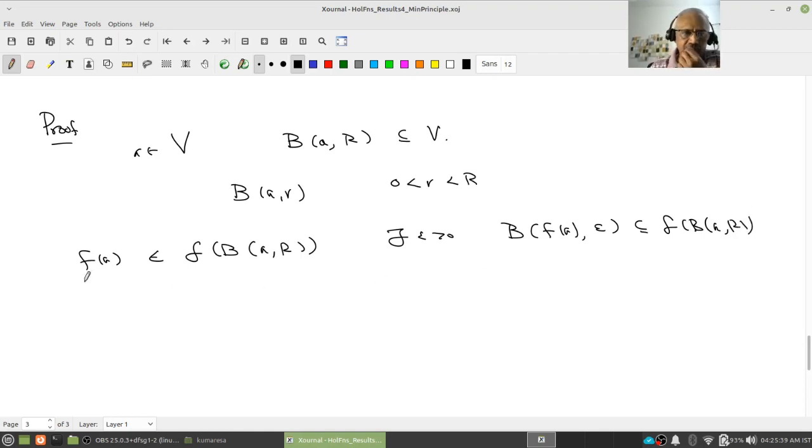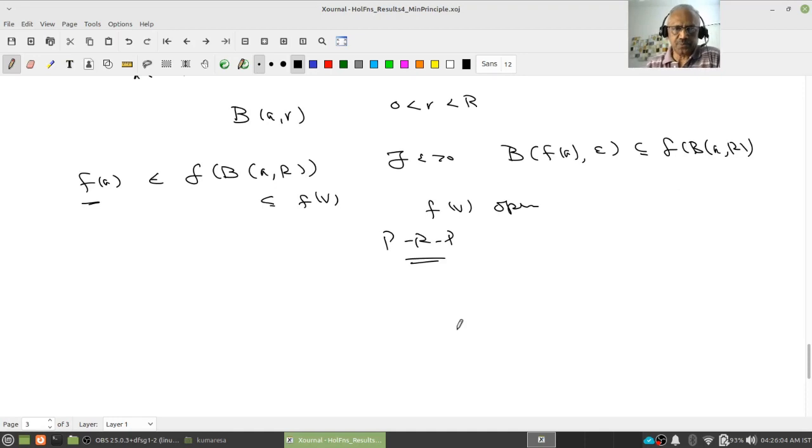That means f(a) is an interior point of this domain, but this is contained in f of V. Therefore, given any a in V, f(a) has an open ball centered at that point which is contained in f of V. That means f of V will be open. Do you understand this? This will show f of V is open. Please understand, this is all I have to prove.